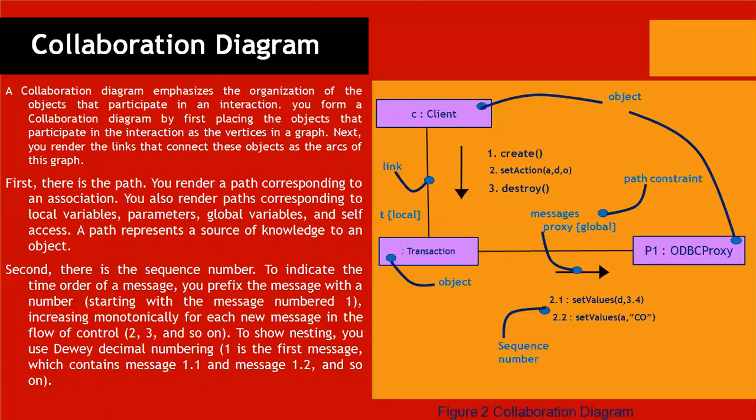We prefix the messages with a number, starting with message number 1 and increasing monotonically for each new message as 2, 3 and so on. To show the nesting, we use a dotted decimal number, that is, 1 is the first message which contains message 1.1, and if it is 2, it is 2.1, 2.2 and so on.